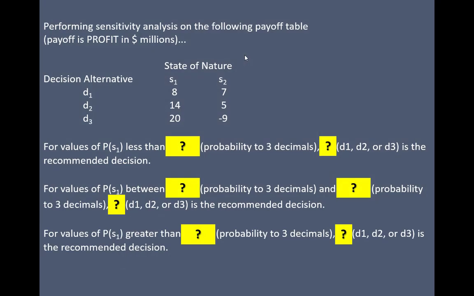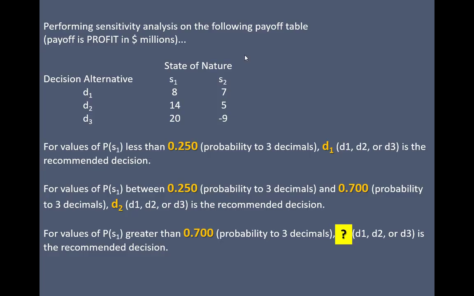For values of state of nature less than 0.25, D1 is going to be the recommended decision. For values between 0.25 and 0.7, D2 will be the recommended decision. And finally, after that second transition point, after 0.7, everything above there, D3 becomes our recommended decision. And again, that is because we were always looking to choose the highest line on that graph because we are dealing with profit.